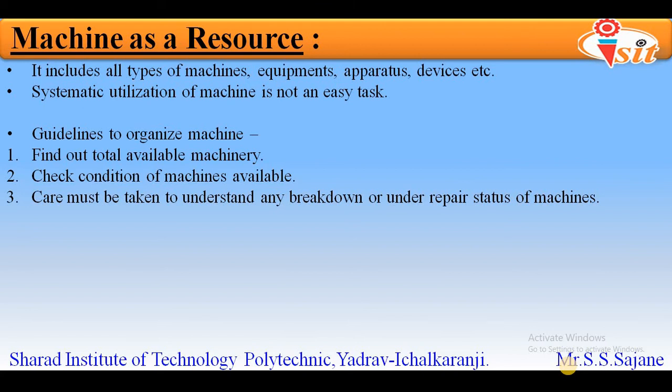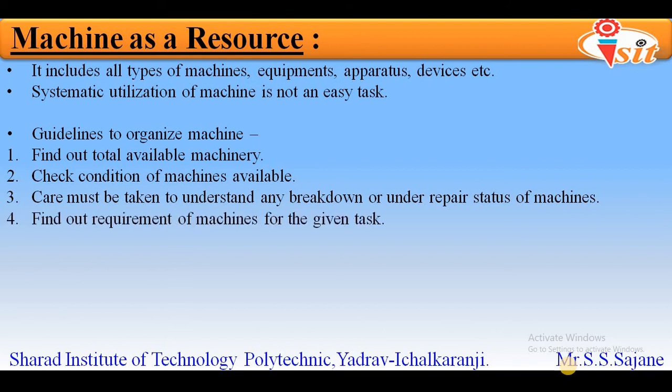So if there are some machines which are totally broken down and cannot be recovered easily, then these machines are to be separated out from the plan, whereas the machines which are available and can be repaired, the status of the same has to be reported, and the maintenance work has to be carried out as early as possible. After this, the next step will be to find out the requirement of the machines for the given task.